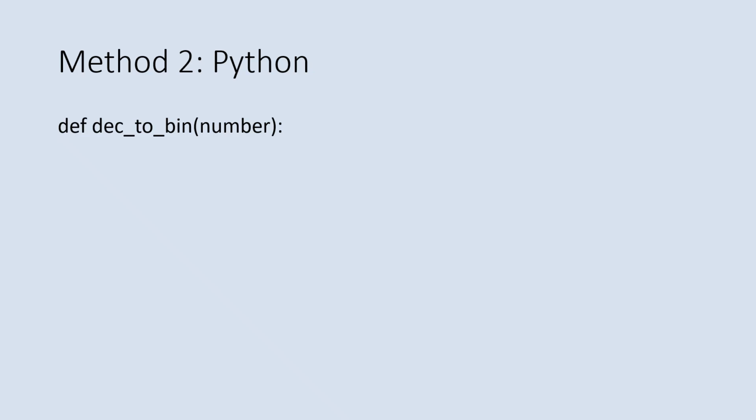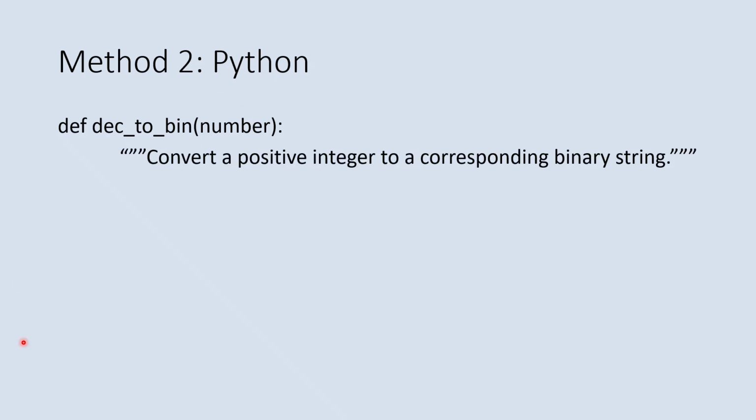And this time, rather than putting the 2 on there, this is one that we're going to want to keep. This method, we're going to keep it. So let's just call it decimal to binary. So dec to bin. Again, we have the parameter that we're going to call number. It's going to do the same thing, converting a positive integer to a corresponding binary string. We start off with the empty binary string.